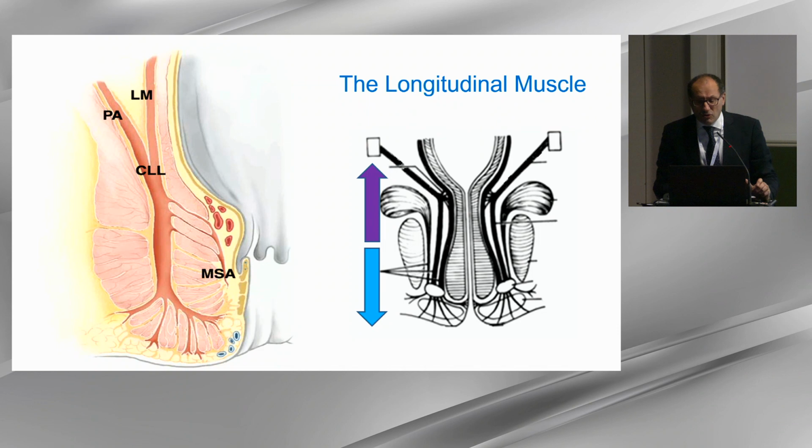And also the longitudinal muscle in the intersphincteric space is fused with another muscle, the puboanalis muscle, that is one of the subdivisions of the levator ani, and the longitudinal muscle plus puboanalis muscle forms the conjoined longitudinal layer. This layer is responsible for the movement upward and downward of the anal canal.